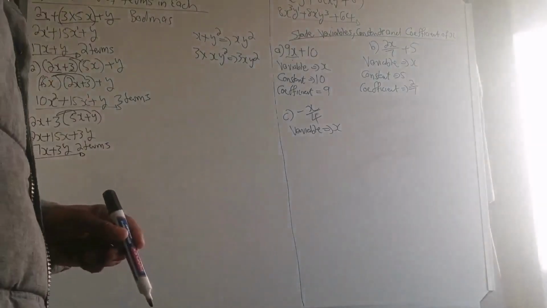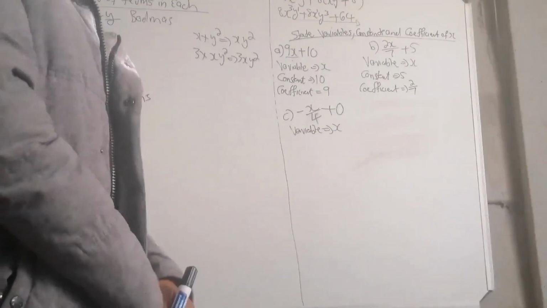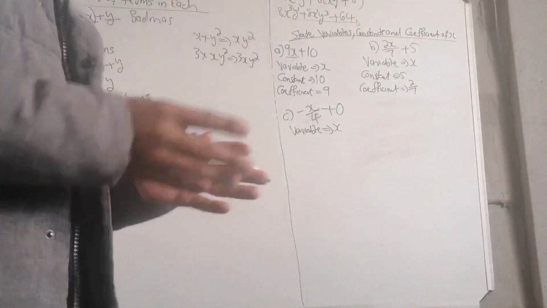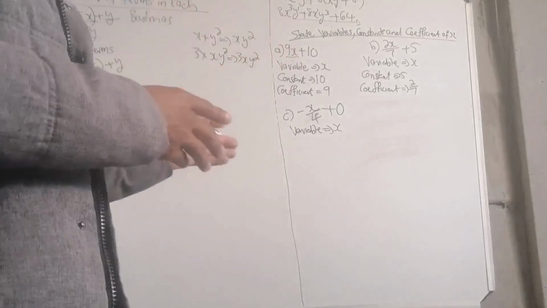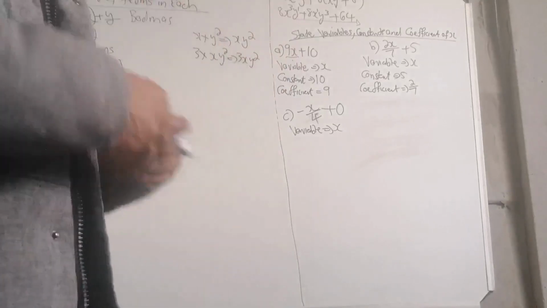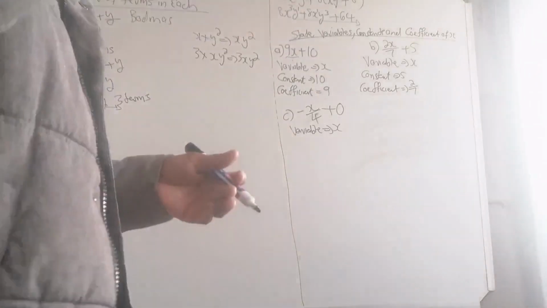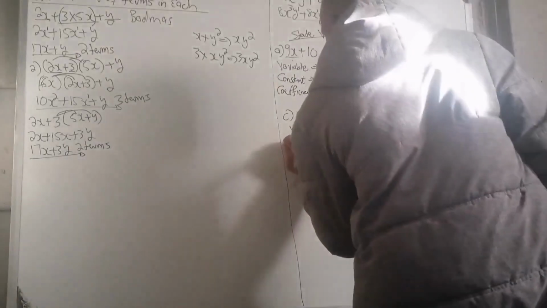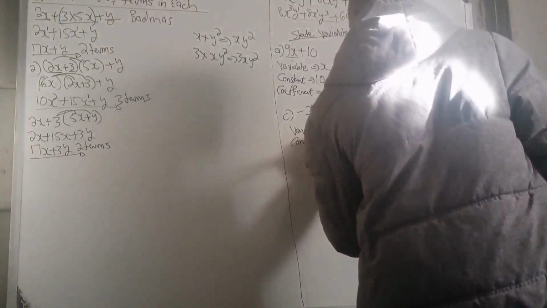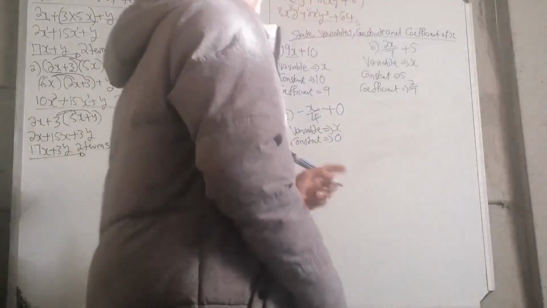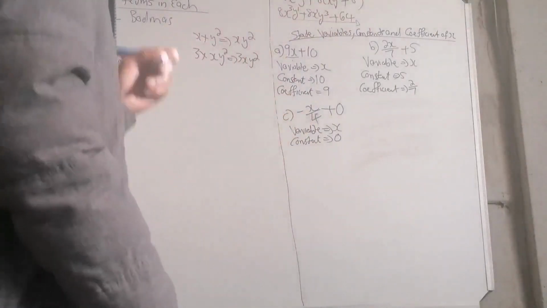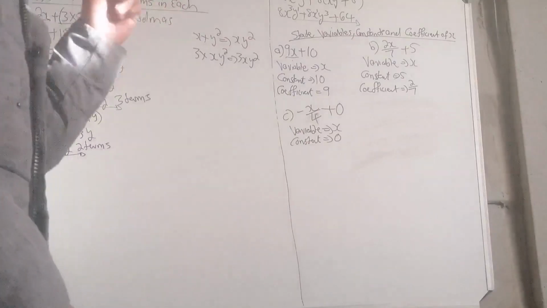If it is not given there, you should always know that the number is 0. Whenever they ask for a constant in an expression like this one, where the constant number is not provided, you will always assume that the number is 0. This is very, very important. The constant is 0.